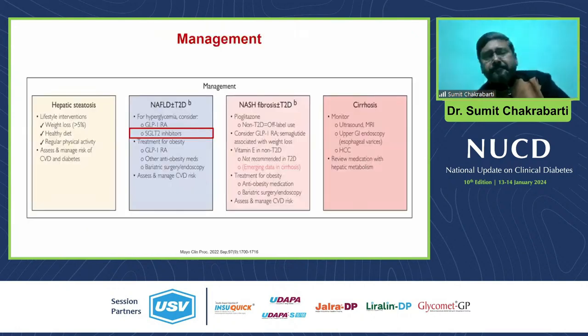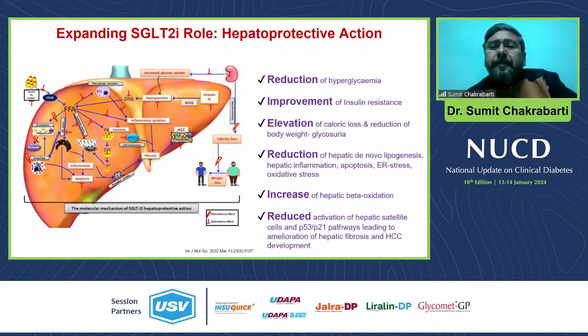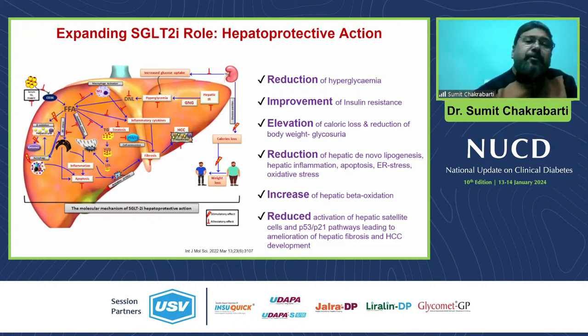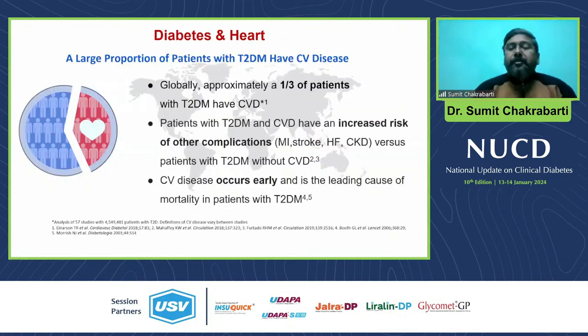What about the other molecules, namely SGLT2 inhibitors, that are the current talk of the day? They can help us in managing diabetes patients in a number of ways. How? The SGLT2 inhibitors, first of all, reduce hyperglycemia. There is reduction of glucotoxicity and improvement of insulin resistance. There is loss of calories, loss of body weight, and it also reduces hepatic de novo lipogenesis, hepatic inflammation, apoptosis, endoplasmic reticulum stress, and oxidative stress. Together, it increases hepatic beta-oxidation and reduces inflammation and steatosis in the liver. So it can be very handy in our armamentarium to start this molecule, particularly in persons who have NAFLD or increased body weight. For our case vignette, we can really think about this kind of molecule.